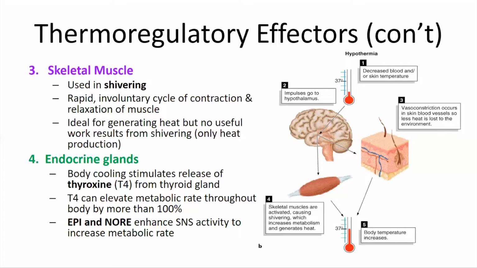Another way we increase body temperature is through shivering, which is shown in number 4. So shivering is a way that we increase our heat generation. It increases our metabolism, and it's an involuntary cycle of contraction and relaxation of muscle. And shivering is a complete waste of energy. And shivering only uses glucose as its primary fuel source.